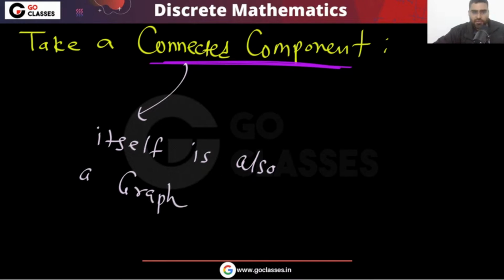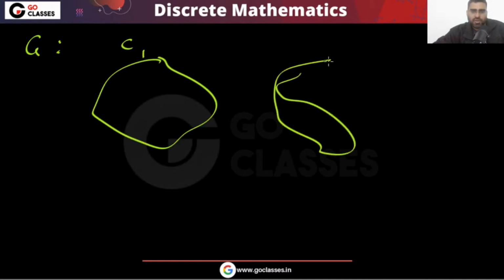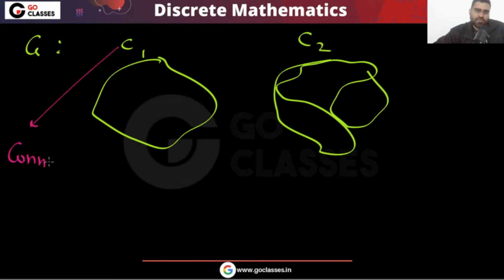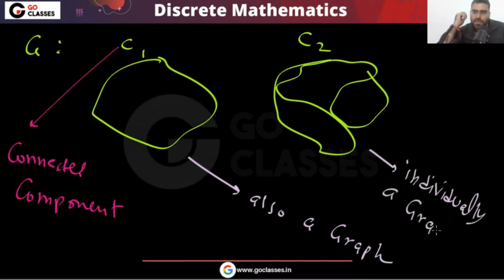If you have a connected component in any graph, then it is a graph. Let's assume you have graph G. In this you have connected component C1, and this is your connected component C2, and so on. So can I say that each of these itself is a graph? Yes or no? Individually, this is also a graph.